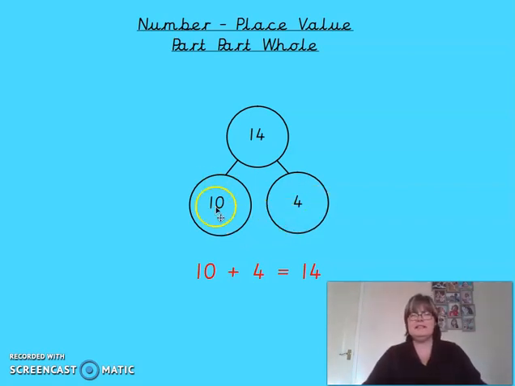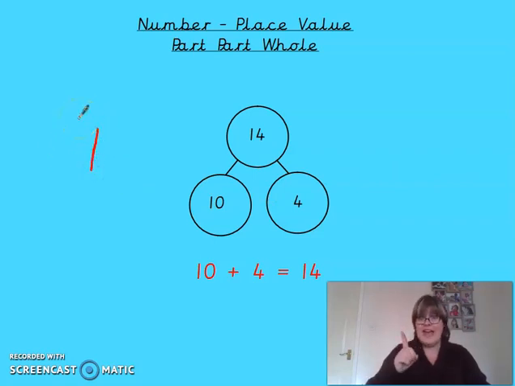On this model, it doesn't say 1 ten and 4 ones, does it? Which is what we've been doing with the deans all week. This actually says the number 10, because we need to remember that when we draw this dean, it's not 1, it's 10, which means the number of this dean is 10.